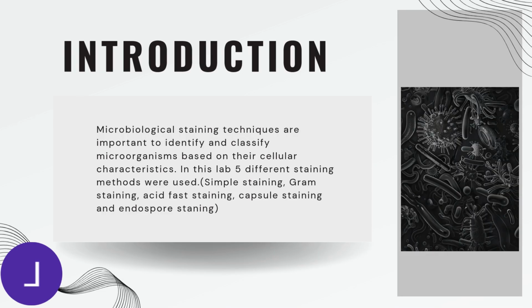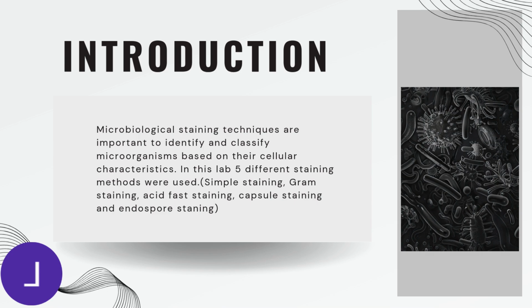semester. So, for the introduction, we will be going over what we just did in the lab these past weeks, which were the lab stainings. The lab stainings are important because they help us classify microorganisms based on their cellular characteristics. In this past lab, we did 5 different stainings, the simple staining, which helps us see the size and the arrangement of the bacteria.